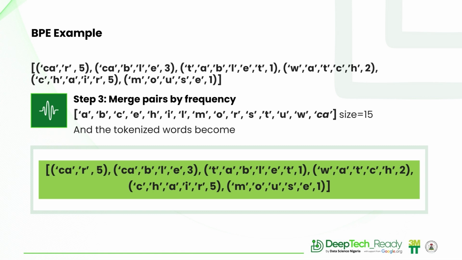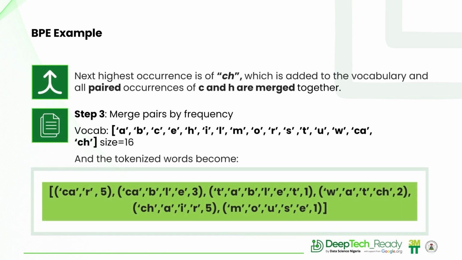The next step is to identify the next highest occurrence of a pair. In this case, the next highest occurrence is of the pair CH. So we add this pair to the vocabulary, and wherever we have the characters C and H, they are merged together. So in this case, our vocabulary will now be the initial 14, which we initialized, plus the previous one, CA, plus this one, CH. So our size is 16.